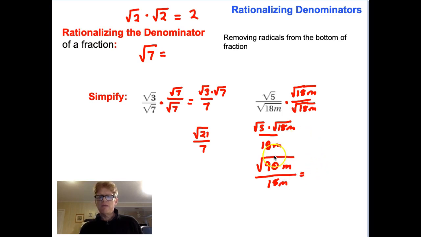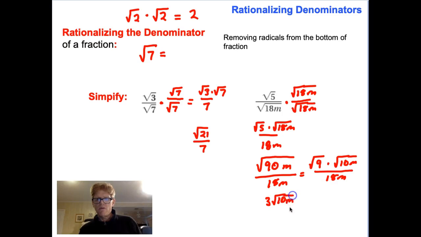Well, yes, we can, because the square root of 90m is the same as the square root of 9 times the square root of 10m, all underneath the radical there, all over 18m. And then when we take the square root of 9, we're going to get 3 times the square root of 10m, all over 18m.